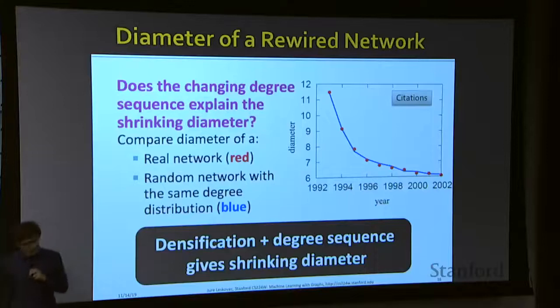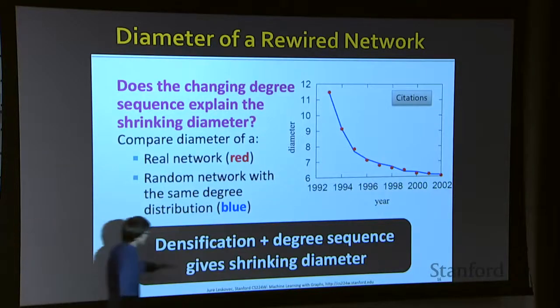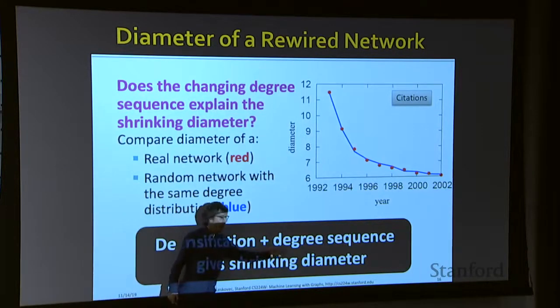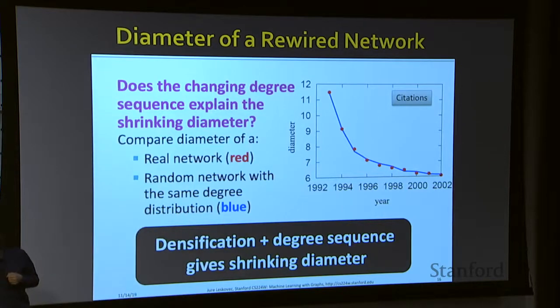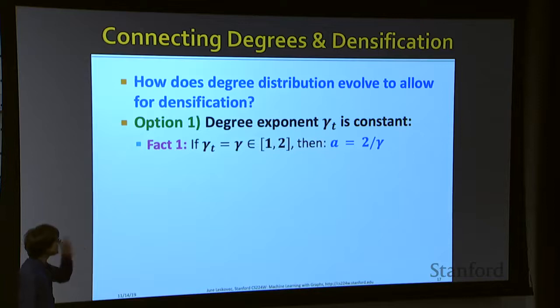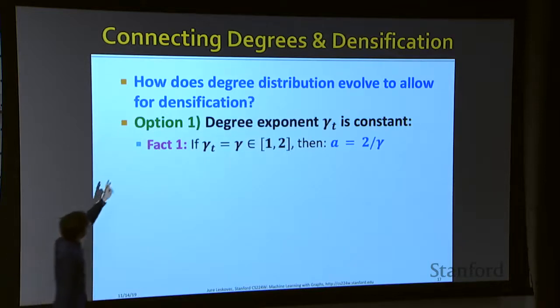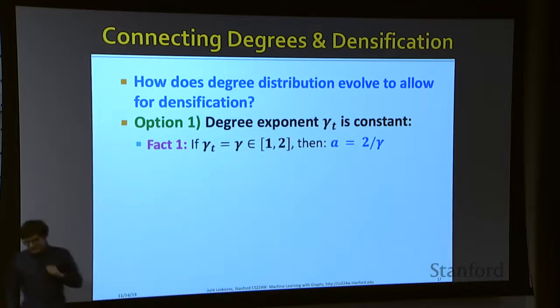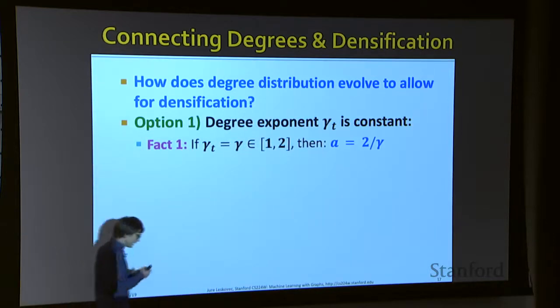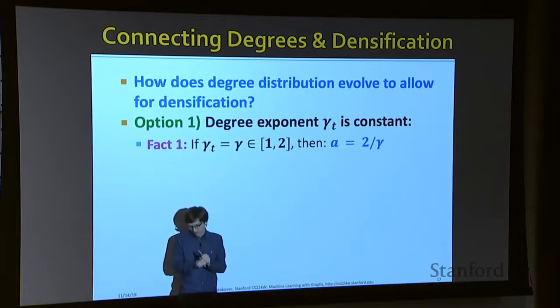All right, so let's now go and see what has happened to this guy. What is happening to the degree sequence? Can I model it? So the question is, how does the degree sequence evolve to allow for densification? There are two ways the degree sequence can evolve. The first thing I should say is that degree sequences are heavy-tailed. They follow a power law degree distribution.